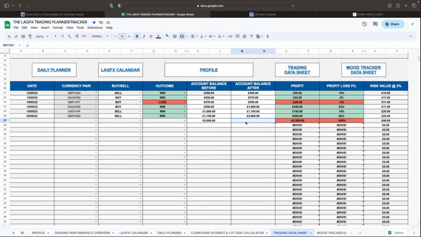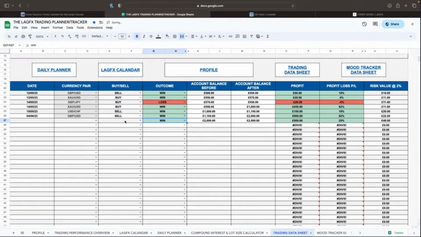Now, let's say that we walk away with a balance after placing a position of 2,500. Yeah, that means that we have made £500. It automatically does it for you, so it tells you how much profit you made, and it does your profit and loss in a percentage as well.